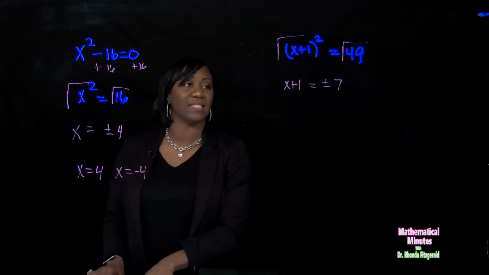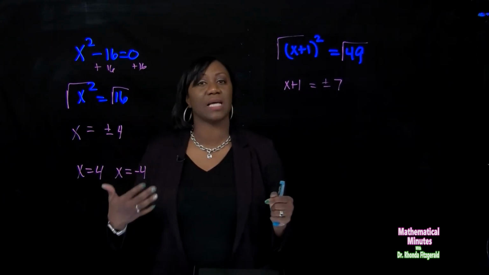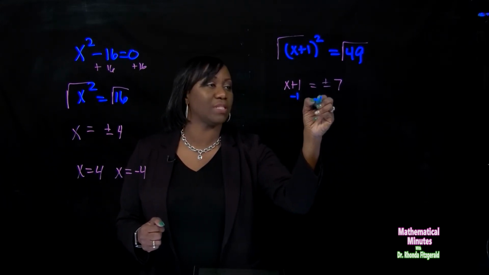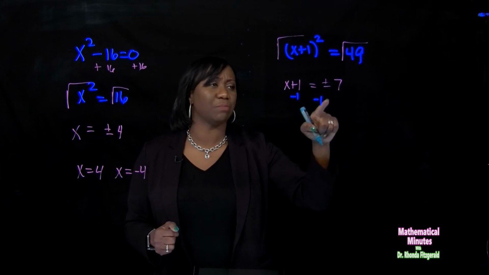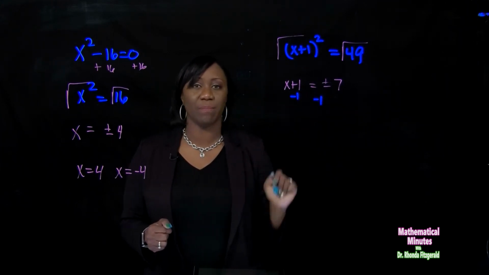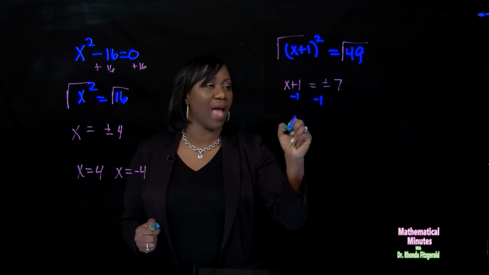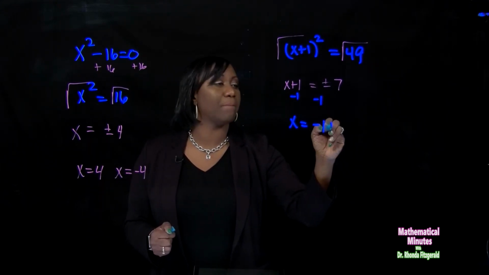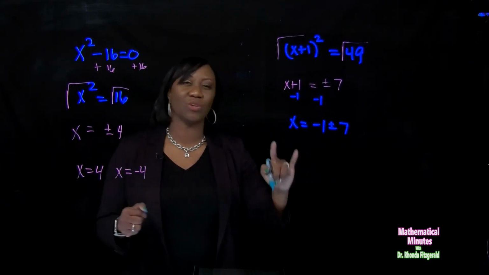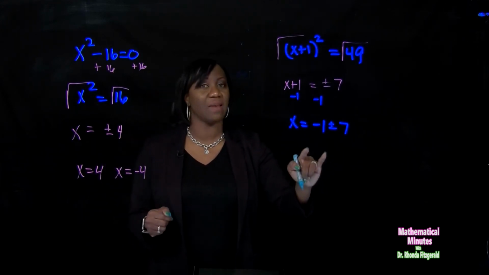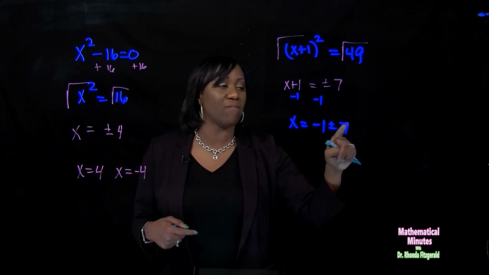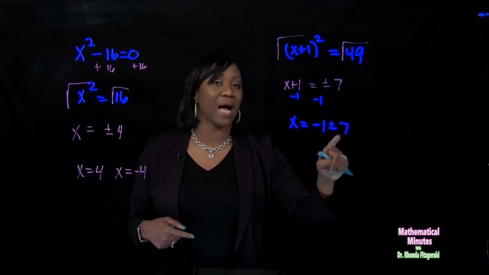In solving this now, remember I need to isolate my x. So to get x by itself, I need to subtract 1 from both sides. When I subtract 1, I always put this number in front of the plus or minus. So I end up with x is equal to negative 1 plus or minus 7. Don't leave our answer like this. This can be simplified. This simply says I have negative 1 plus 7 and negative 1 minus 7.